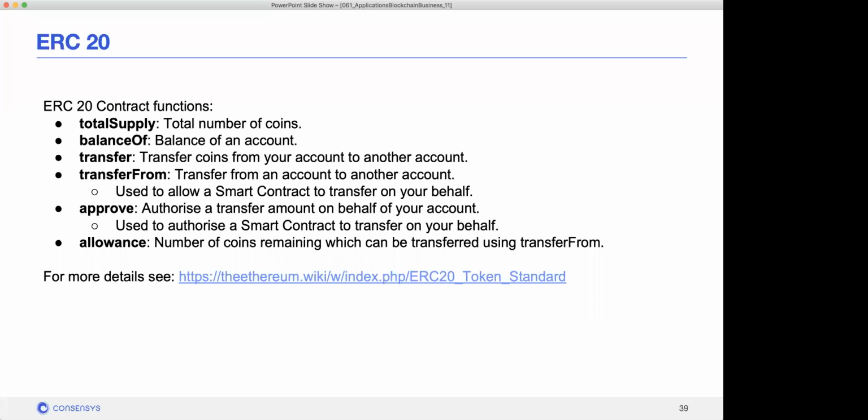Transfer from is where you have a contract which is set up, and it then says, can you please transfer from this account to that account? And so the idea is that you're essentially approving an allowance of coins to be transferred. So you're allowing a contract to operate on your behalf. Approve is used to authorize another account to operate on your behalf. An allowance is the number of coins that entity can still use. So have a look at the link on the ERC20 standard to get a better feel for all of that.